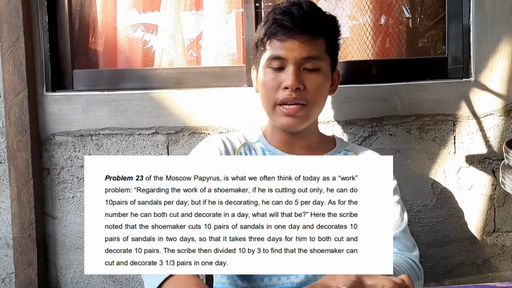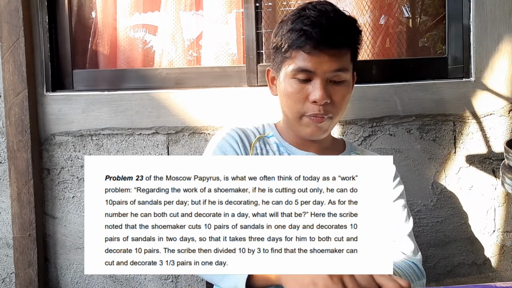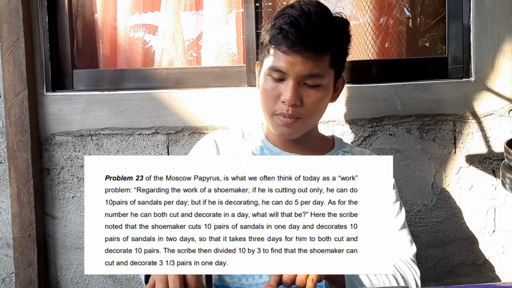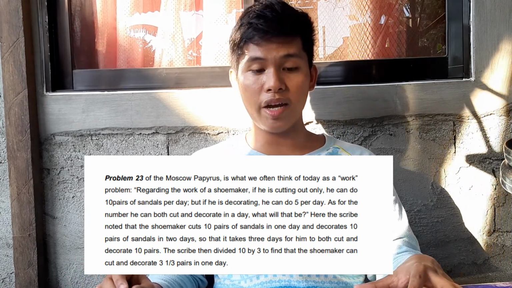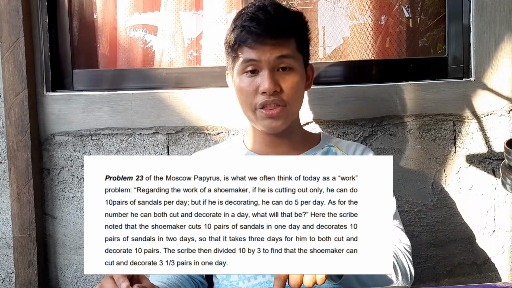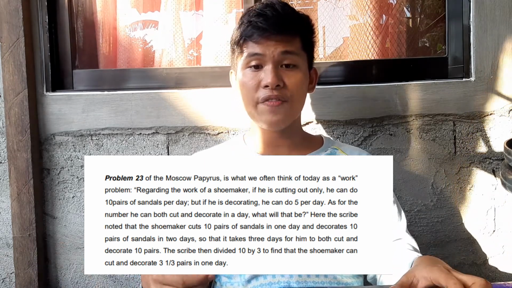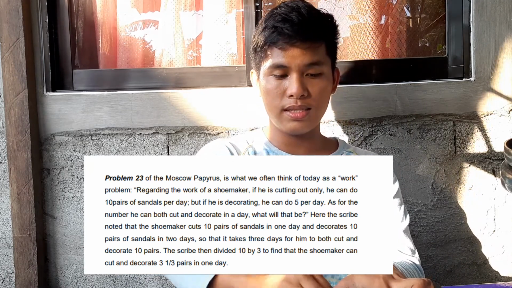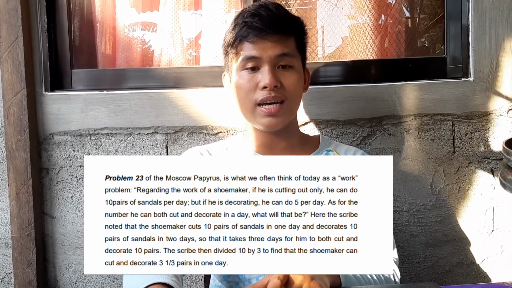So if you add the 2 days to the 1 day, it would total 3 days. So the shoemaker can cut and decorate 10 pairs of shoes in 3 days. So to finally get the answer to the problem, the scribe then divided 10 by 3, which is the days, to find how many the shoemaker can cut and decorate.